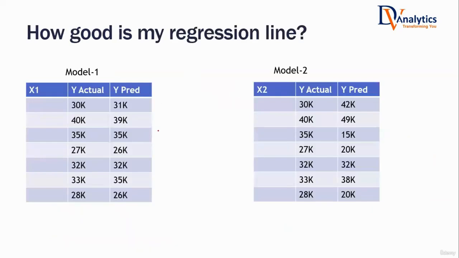Imagine these are the two tables: predictions made by model M1, predictions made by model M2. If I give you these two tables and ask you to pick a good model out of these two, what will be your answer? Is M1 a good model? Is M2 a good model? Which is a better model out of these two?